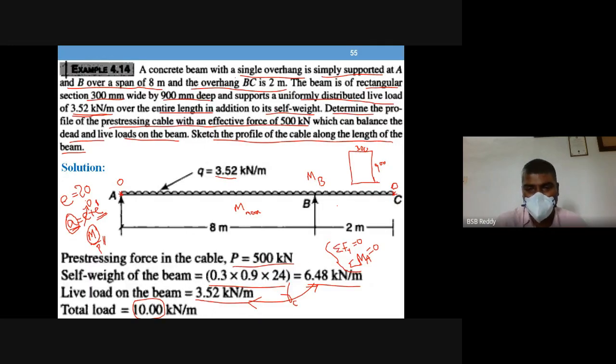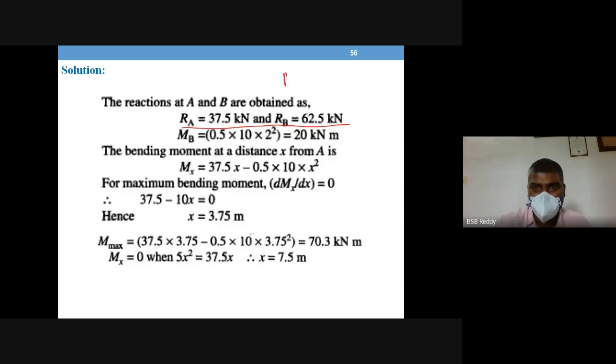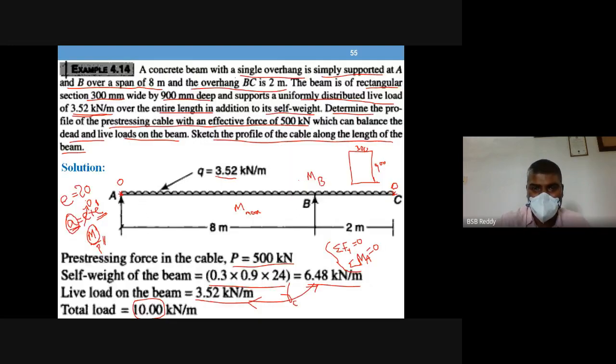Let us, if you want to have, I have an equation. So sigma MA equals 0, if you write it, it is RB into 8 is anti-clockwise. Just write it like RB into 8 minus the remaining is clockwise moment which you get from the live load. So 3.52 into the total distance is 10 into 5.